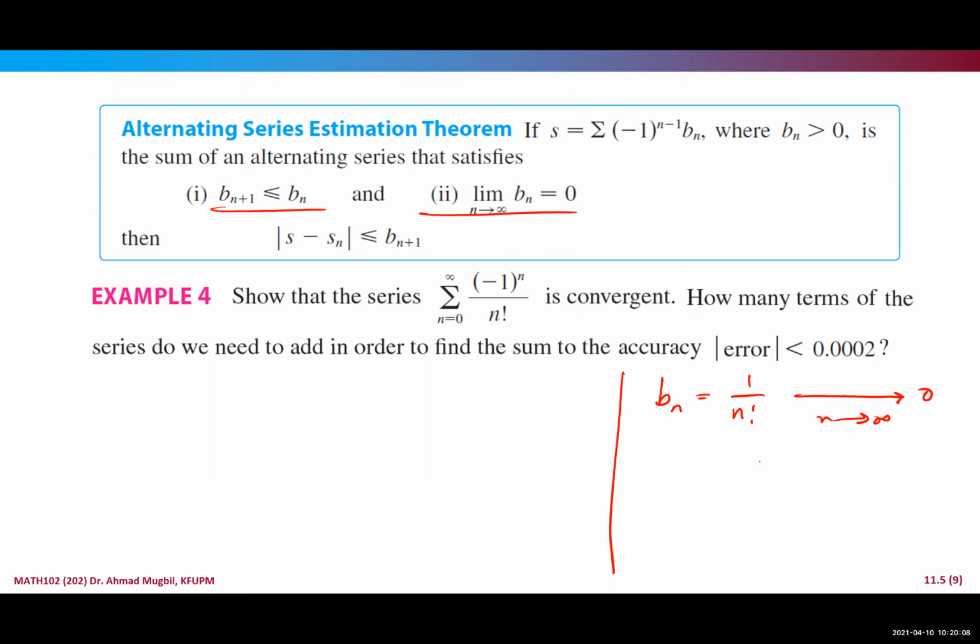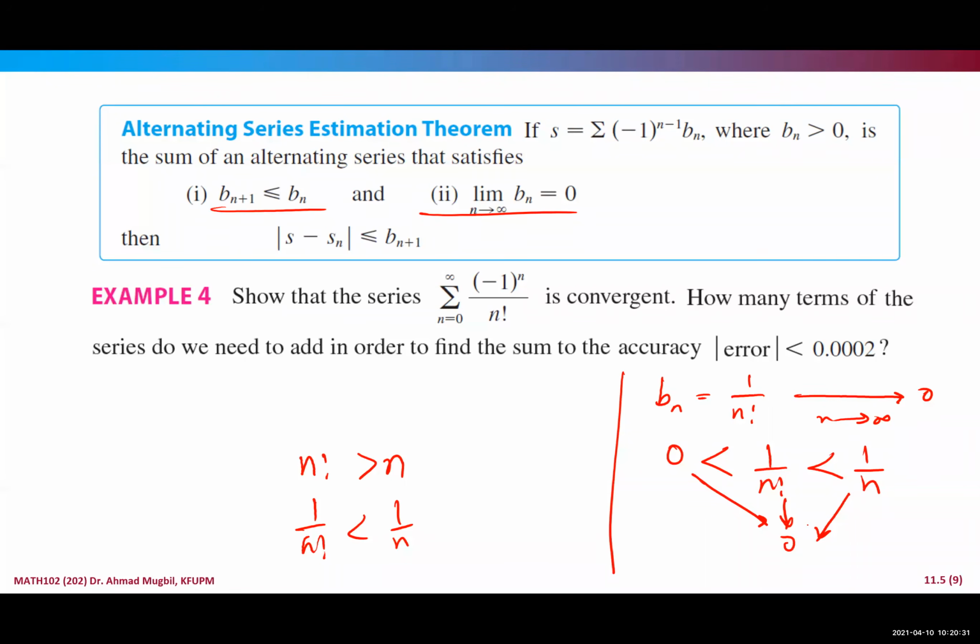How to show that? Use the squeezing theorem. You know that n factorial is greater than n, of course, so the reciprocal 1 over n factorial is less than 1 over n. Also it is positive, so it is greater than 0. This goes to 0, and this goes to 0, so of course the one in between goes to 0. So the second condition is clear.